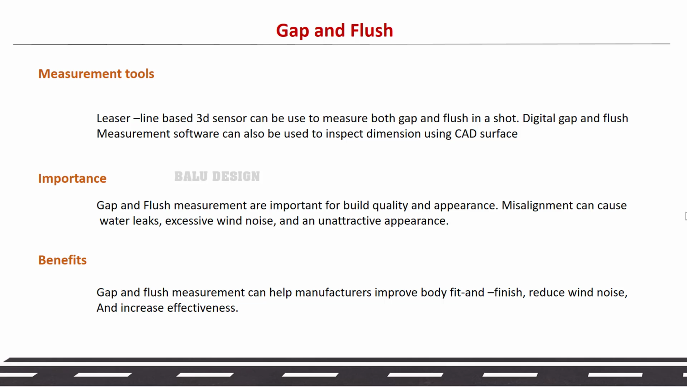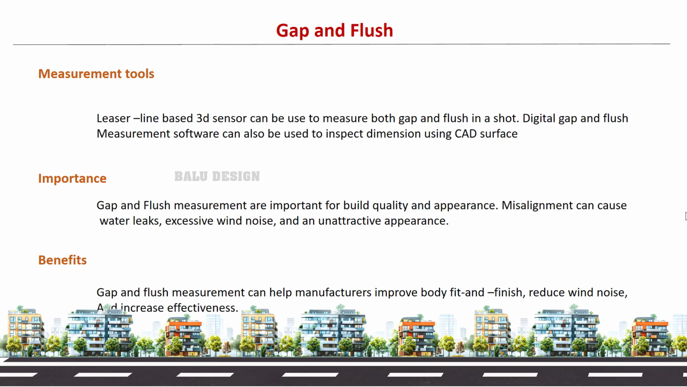And the benefits: gap and flush measurement can help manufacturing improve body fit and finish, reduce wind noise, and increase effectiveness. Similarly, it reduces the wind noise and improves the aesthetic. So look-wise, it gives the proper alignment of the vehicles. Once the vehicle manufacturing and production is done, the part becomes output, and we give a proper good quality vehicle output. It's a very important process. So the gap and flush is one of the leading checking processes in automotive.